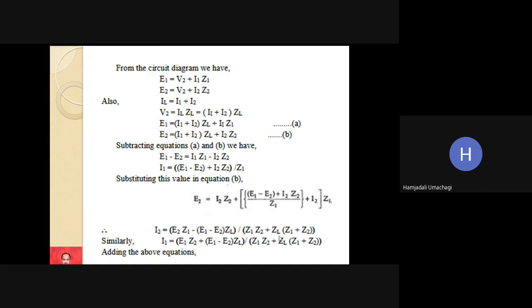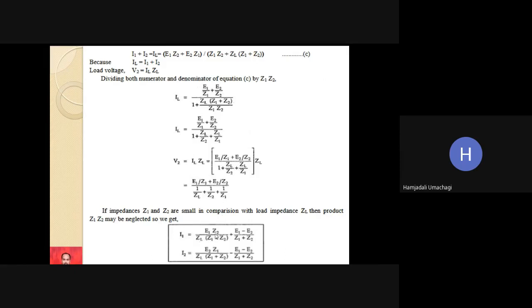But taking that assumption, we are neglecting the value of Z1 Z2 here. In that case, the new formula for I1 and I2 will become: I1 is equal to E1 Z2 whole divided by ZL into Z1 plus Z2, plus E1 minus E2 divided by Z1 plus Z2. Similarly, the load shared by the second transformer, that is I2, will be E2 into Z1 whole divided by ZL into Z1 plus Z2, minus E1 minus E2 divided by Z1 plus Z2.